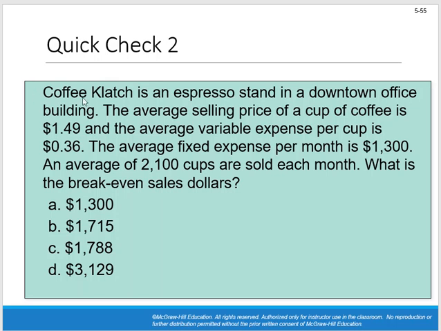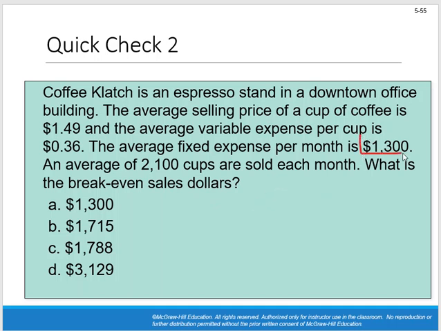This is the same coffee clutch that we read about earlier. This time they want to know, an average of 2,100 cups are sold per month. Okay, that's old news. What is the break-even sales dollars? So you could compute it in units and convert that to sales dollars, or you can go straight to sales dollars, either way. So what is the break-even sales dollars?